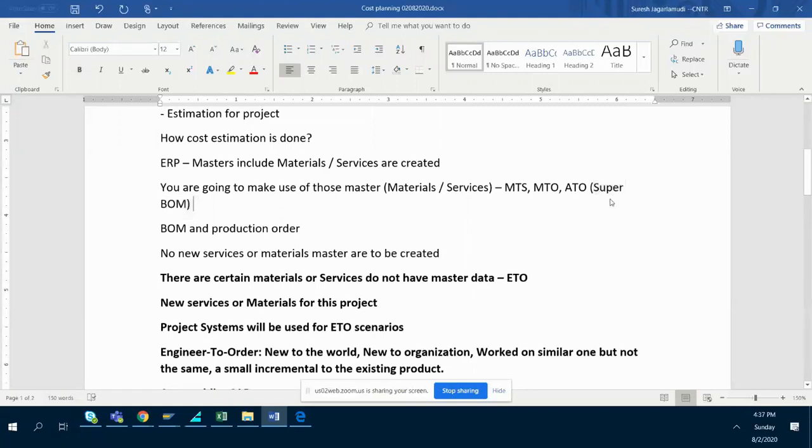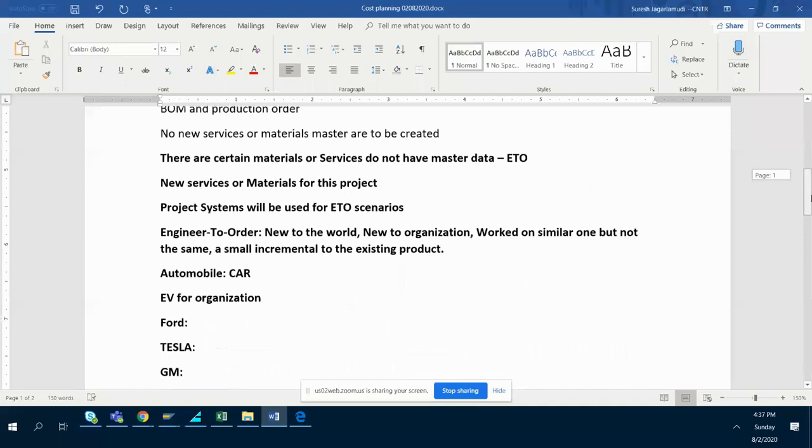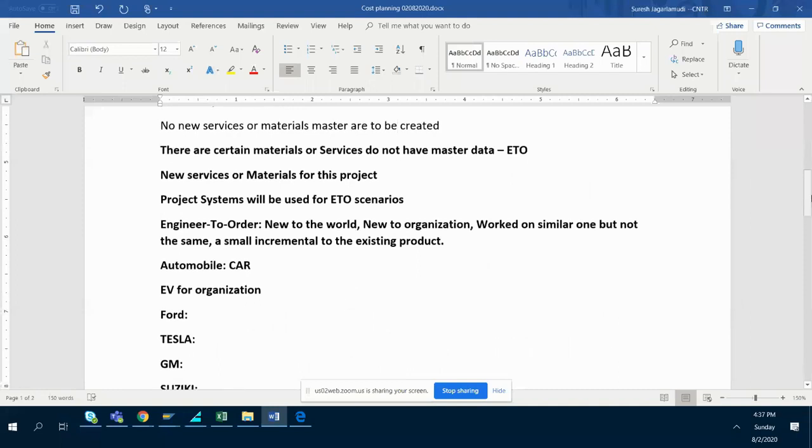Super BOM, yeah. And do they have a BOM for that electric vehicle? First of all, did Ford release any electric vehicle as of now? Today, let's go to the market. No, at least in India. Let's not even bother about the US. Today, does Ford have any electric vehicle in India?